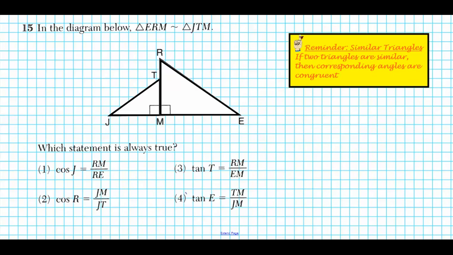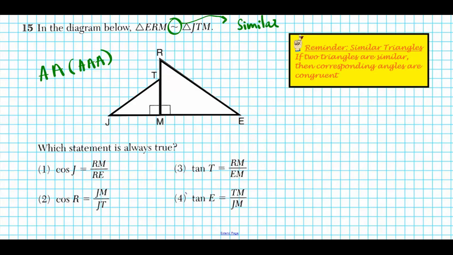Okay, let's take a look at question number 15. It says, in the diagram below, triangle ERM is similar to triangle JTM. So which statement is always true? Okay, so one reminder concerning similar triangles, we're talking about similarity here because that notation indicates that the triangles are similar. So whenever you have two triangles that are similar, one thing that always happens is that corresponding angles are always congruent. Remember your AA or AAA similarity postulate. That's what we're going to be using to solve this problem.